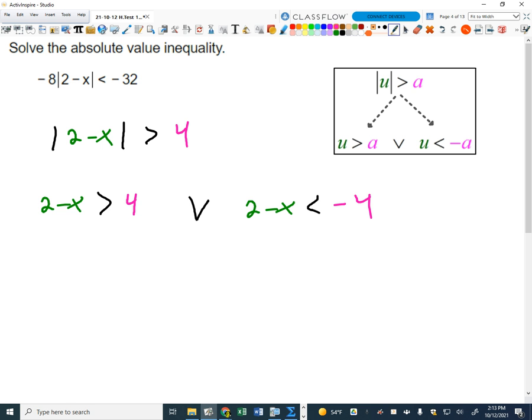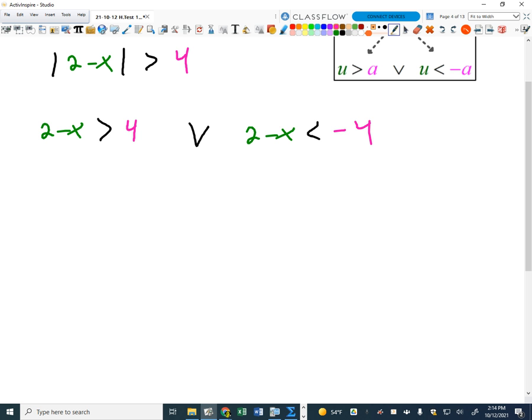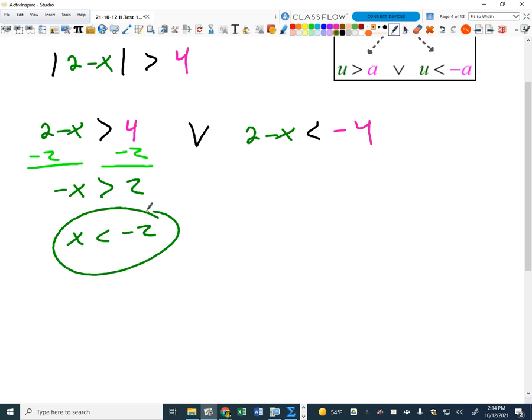And now I just solve, right? Okay, so to solve, I could do this a couple ways. I could push the x over to this side. That's what we did last time. This time, let's just leave the x where it is. Subtract 2 from both sides and get negative x is greater than 2. Multiply or divide both sides by -1 and it just flips the inequality, right? So I end up getting x is less than -2.